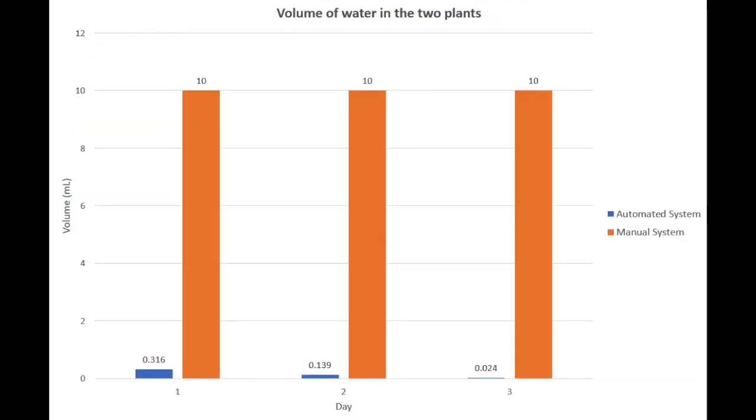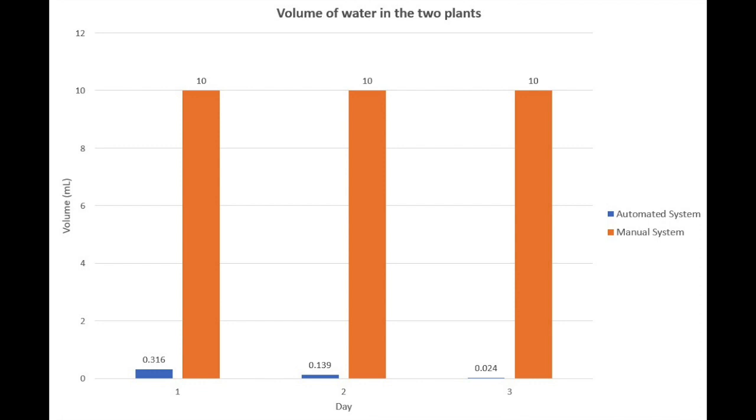This graph shows the volume of water added on each day for the 2 plants. The orange bar represents the manual system, while the blue bar represents the automated system. Current data shows that approximately 30 times more water was added in the manual plant as compared to the automated.